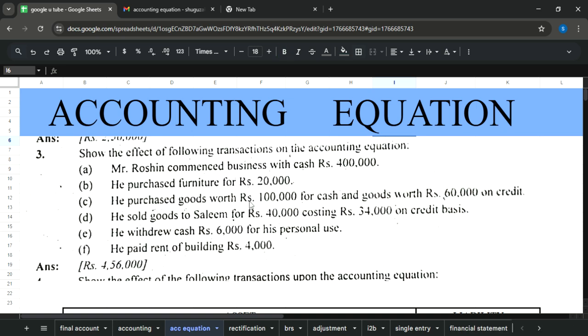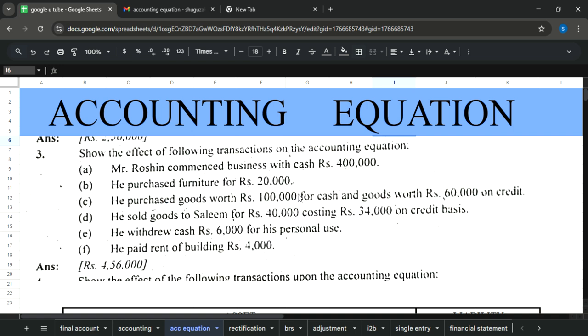He purchased goods 1 lakh for cash and goods for rupees 60,000 on credit. It looked like single entry. That means only one entry because date is same. But you are requested to divide it into two parts. We will read first part till here. He purchased goods worth rupees 1 lakh for cash. What is written beyond this, we are not going to consider it.